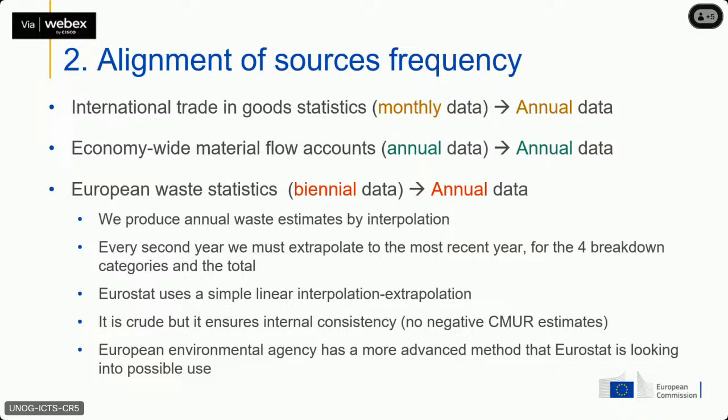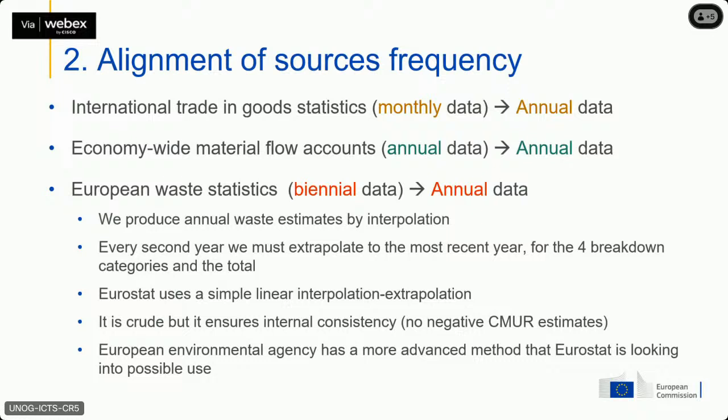This means that every other year, we don't have a data point, and we have to produce an estimate. Right now, we interpolate with a linear method, the simplest possible method. We have explored more sophisticated methods, but for now we were not fully satisfied, so we always went back to linear interpolation. We know there are other people out there doing things more sophisticated than us with success. In particular, the European Environment Agency has a more advanced method, and we want to learn from them how they do it.